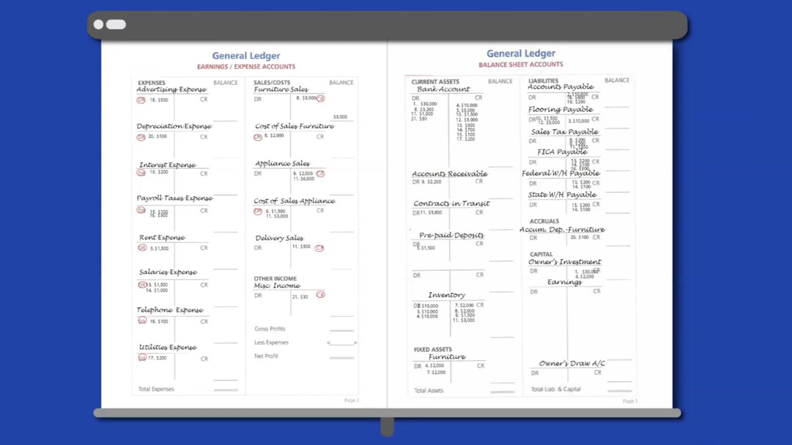The cost of those sales was $2,000. Now, I suggest you put brackets around that $2,000 to remind yourself that we're going to subtract that number. Appliance sales, we have $8,000, and we have $4,500 in appliance cost of sales, so we're going to put brackets around the $4,500 to remind us to subtract that. Our delivery sales were $500, and our miscellaneous income was $30. Would somebody add that column and write the total down under gross profits?